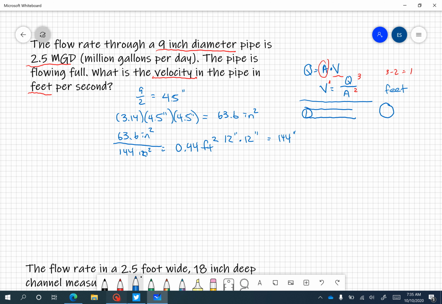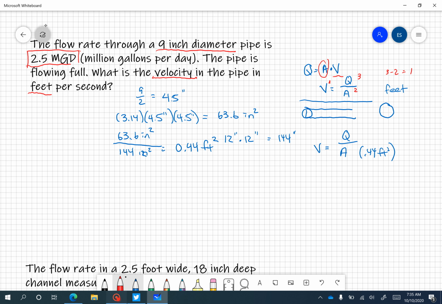So my area in my formula, velocity equals flow rate divided by area. My area equals 0.44 square feet. So I've got one variable done. Now I've got to figure out flow rate. Well, my flow rate is given as 2.5 million gallons per day. How can I convert that into cubic feet?